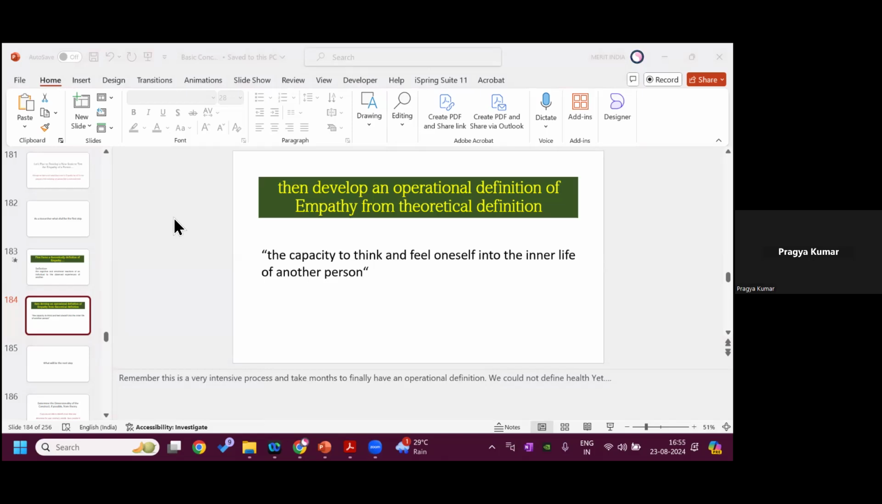Give the instructions that the Google sheet is shared. Yes, ma'am. There are a few participants who have not been assigned, and the screen share rights have been given to all of you. All the participants have to generate items for empathy on the Google Sheet.